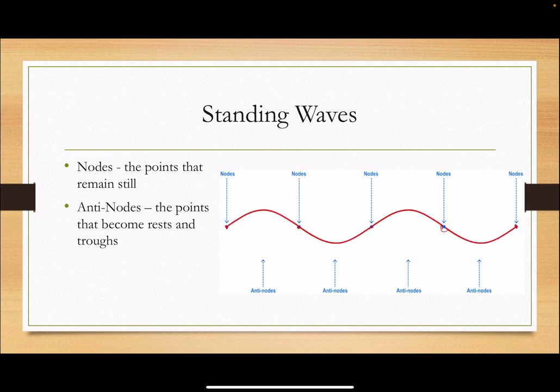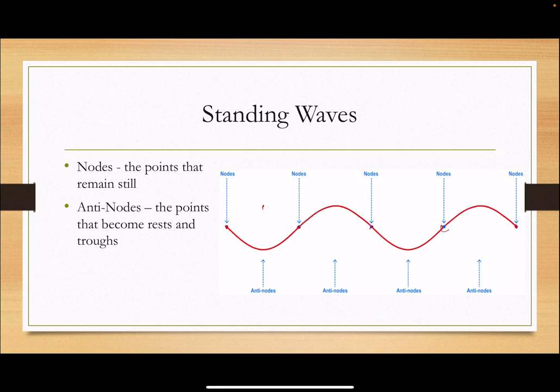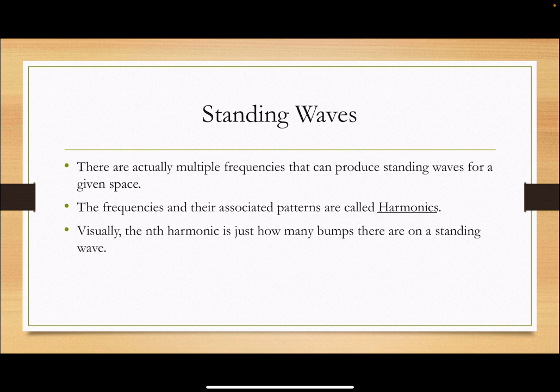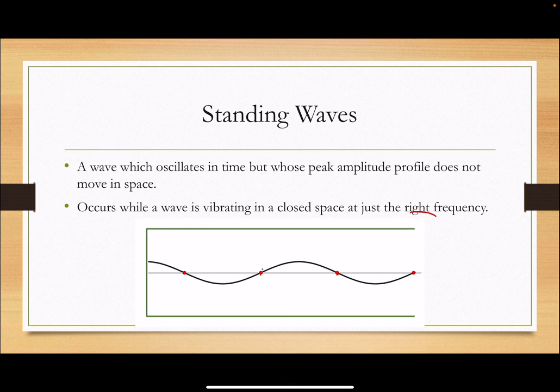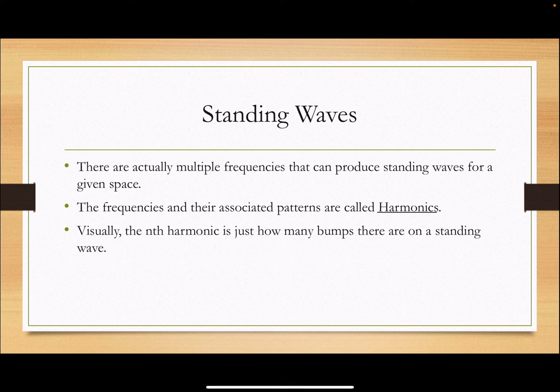And then that means all these other points that are going up and down, like that point that's going up and down, we call it an antinode. And so it turns out there's, like I said, just the right frequency, but there's actually multiple frequencies. They all have to be precise. There's a number for them. You can't just have a random frequency, but there are multiple frequencies that can produce standing waves for a given space. Okay? And we call those frequencies harmonics.